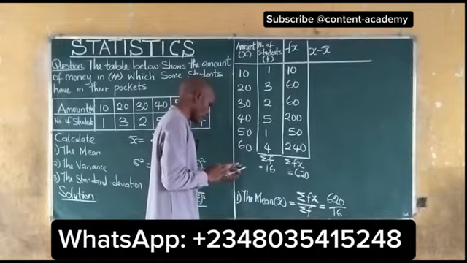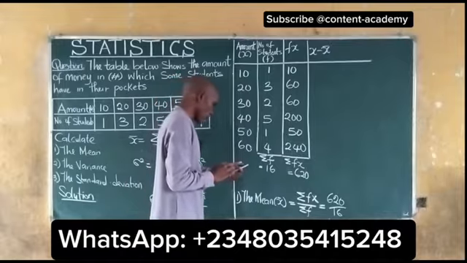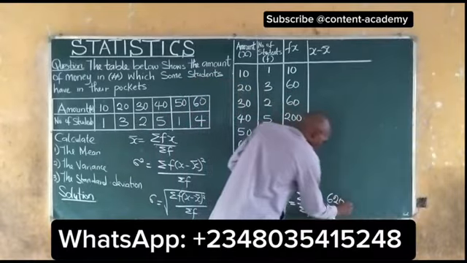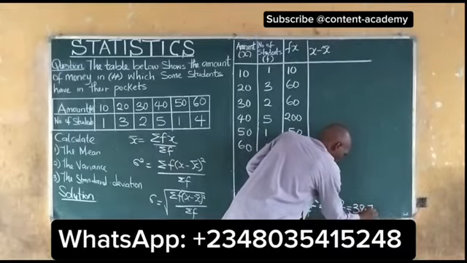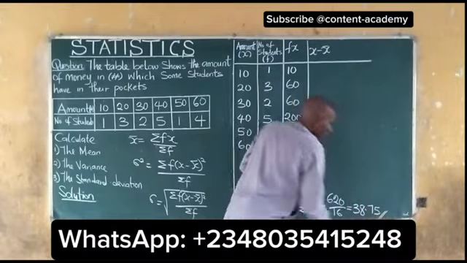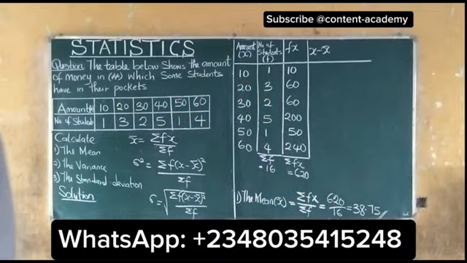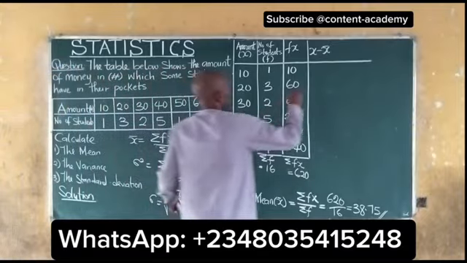620 divided by 16. We have 38.75. 38.75 is what we have as our mean. Now, how do we calculate for x minus x bar?